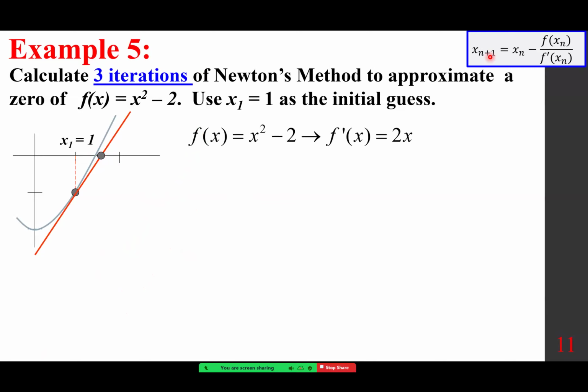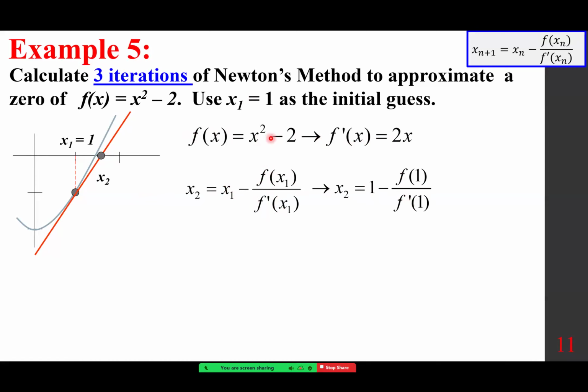We're going to go with this and find x sub 2, which is this point, and x sub 2 is x sub 1 minus f of x sub 1 over f prime of x sub 1. We're going to replace x sub 1 with number 1. So that means 1 minus f of 1 over f prime of 1. So again, you have to have your function. You have to have f prime. You have to show this one, 1 minus f of 1 over f prime of 1.